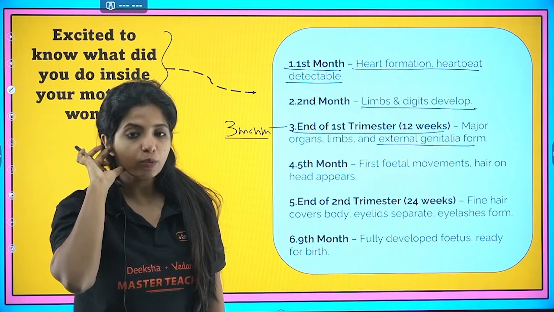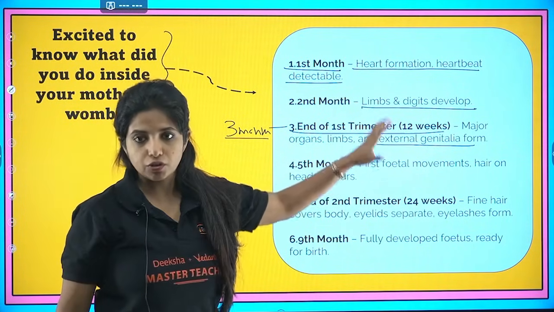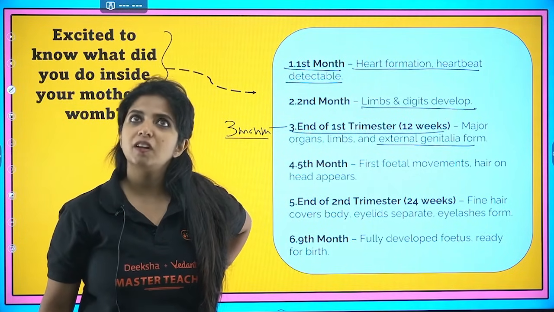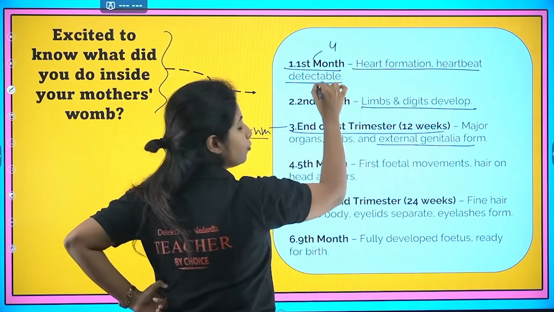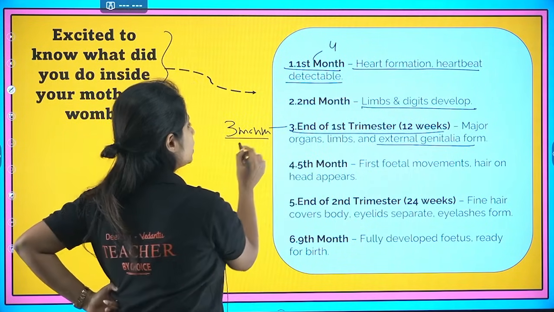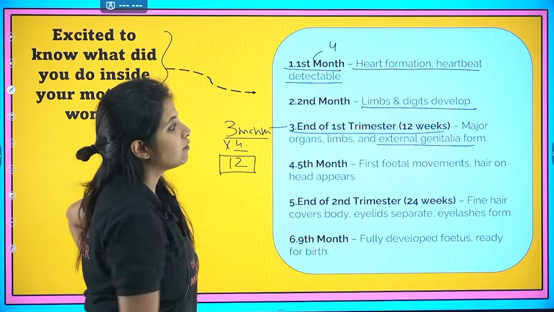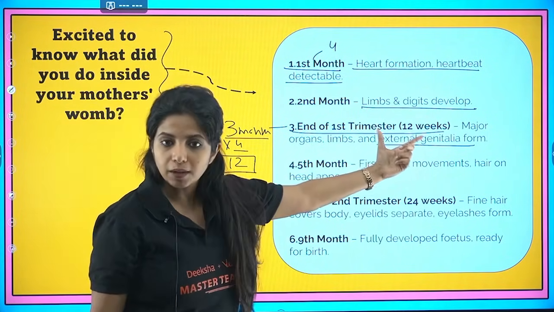Now, usually the question does not come that easy. They ask you what happens at the end of the first trimester, so you have to talk about this. They ask you what happens at the end of 12 weeks. In each month, how many weeks are there? 4 weeks. In 3 months, how many weeks will be there? 3 into 4, it is basically 12. You have 12 weeks by the end of 3 months.